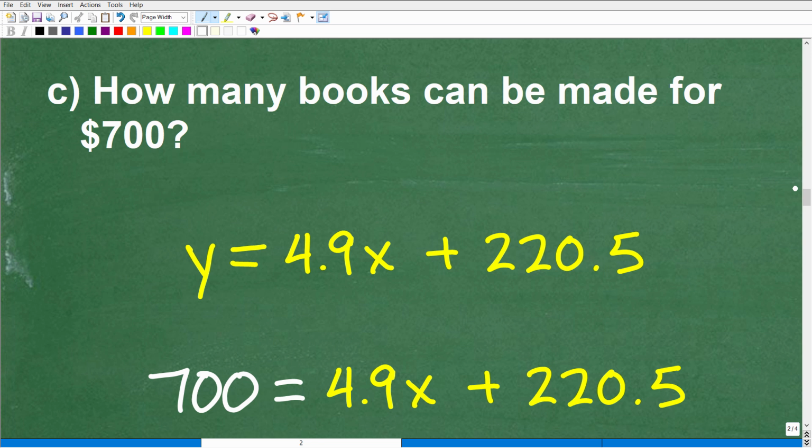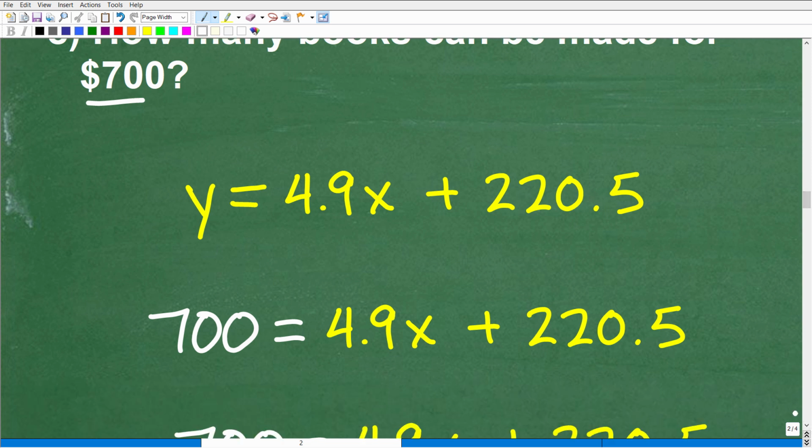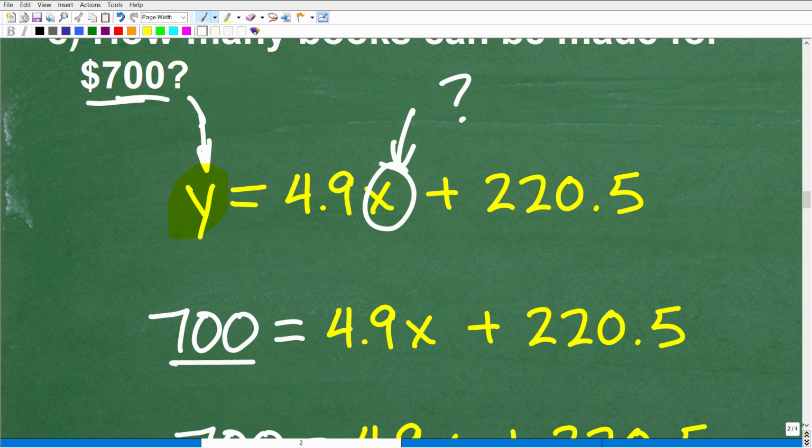So it says, how many books can be made if you have a $700 budget for this process, right? So to answer this question, $700 is what? Well, that's how much we have to spend. That's our budget. So we're going to solve for X this time. We want to know how many books. Okay, so X is the missing variable. Now, in the previous problem, X was our input. That was the number of books that we wanted to produce, and we wanted to know the total cost. Here, it's different. We know our total cost, our budget here. We want to know how many books we can make with this total cost, $700. So we're going to plug in 700 for Y and solve for X.